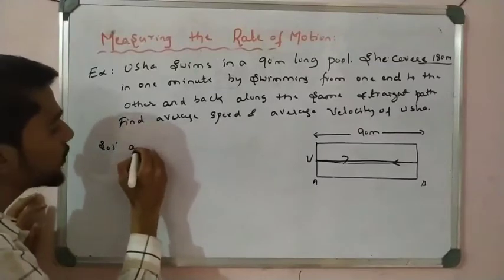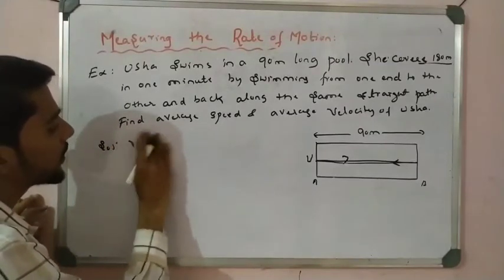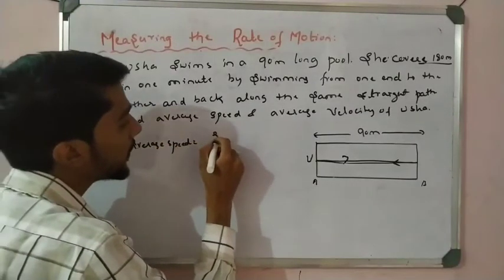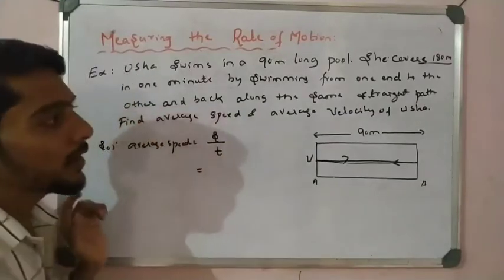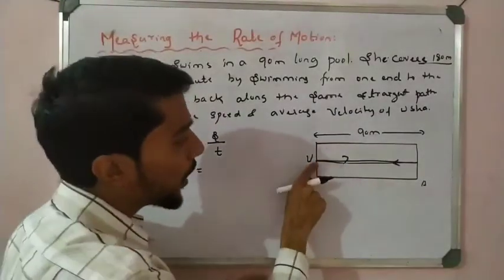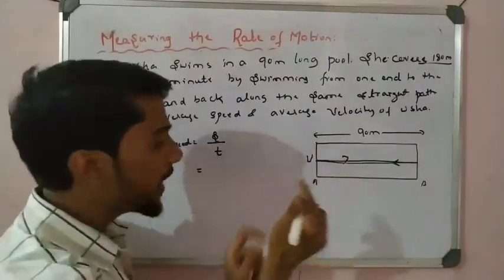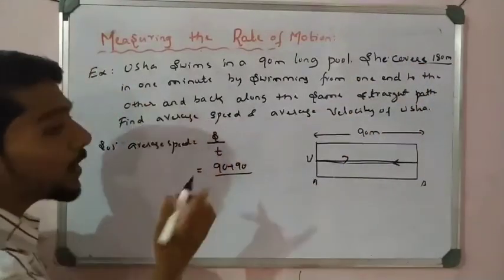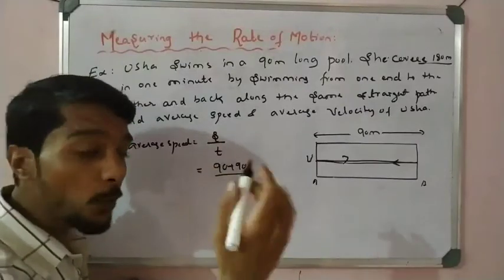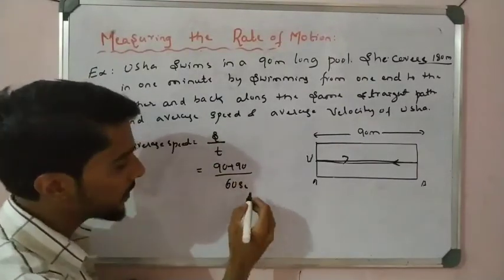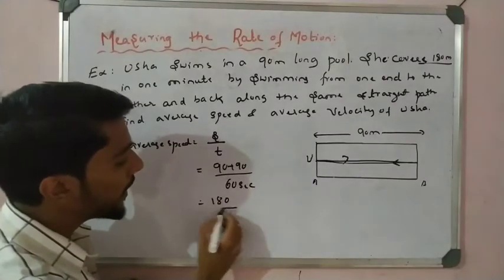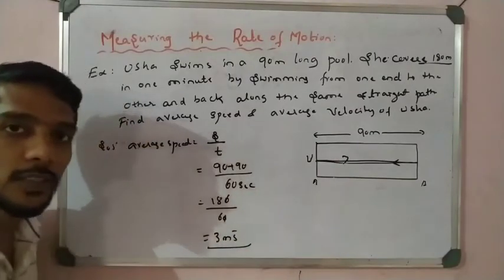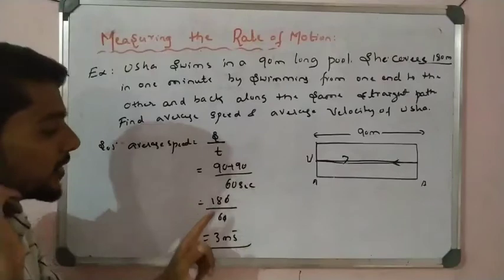So see here, average speed is equal to distance traveled by time taken, right? Now distance, how much is it? 90 and return back 90. 90 plus 90, total 180. So that is given here. And total time taken is 1 minute. 1 minute is nothing but how much? 60 seconds, right? So 180 divided by 60, zero zero cancel, it is 3 meter per second. Simple. That is Usha's average speed, 3 meter per second.